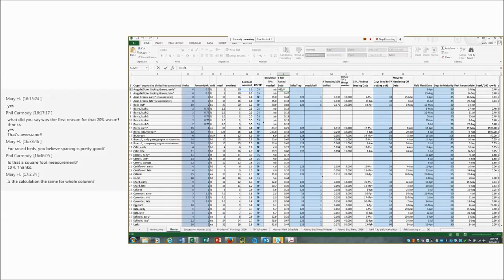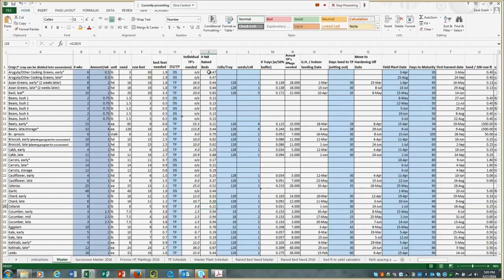Okay. Now, if you look, remember how I said cucumbers should be 8 feet? Oh, no, it's not. I have it as 4 feet. I think I would need to adjust that actually, because that's not right. Mary's asking, is the calculation the same for the whole column? It should be, right? So if I'm going down it right now, everything's based on a 4-foot bed length.